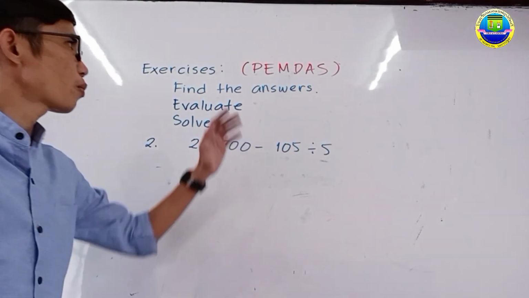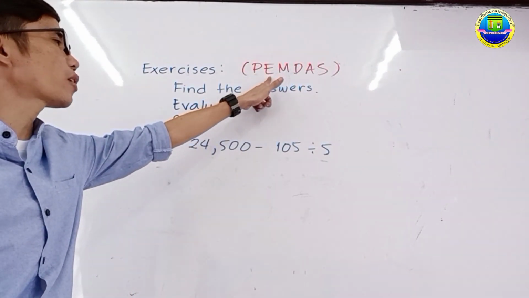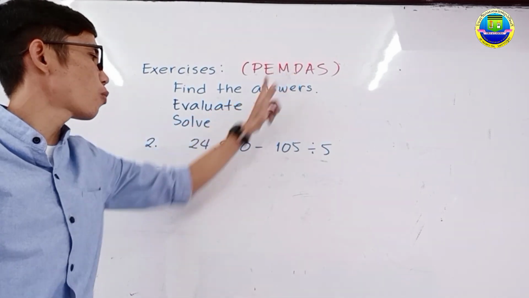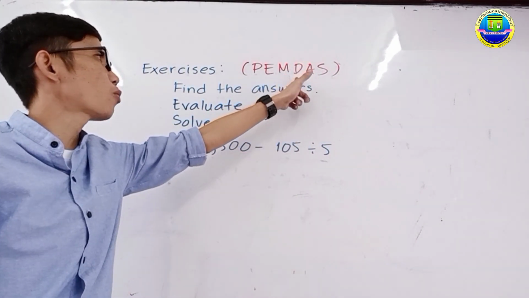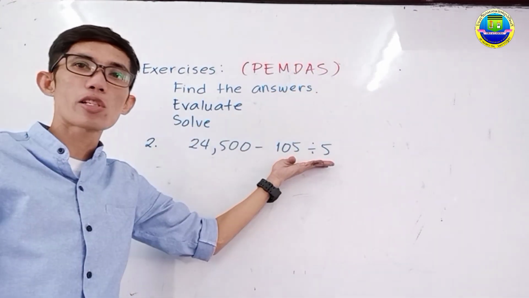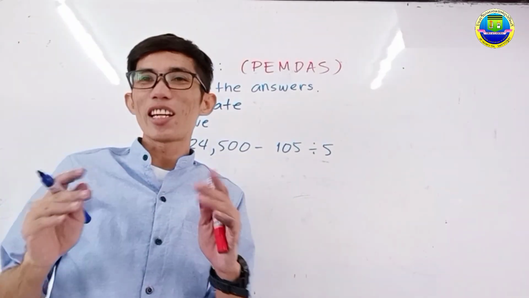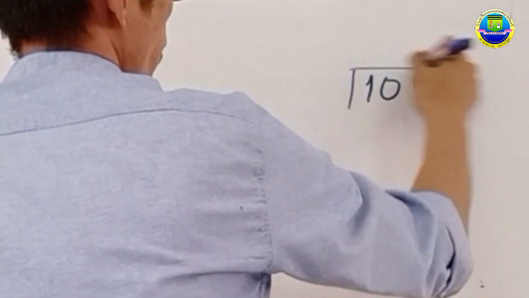That is the case, we will follow again PEMDAS. We don't have parentheses, we don't have exponent, we don't have multiplication. What we have here is subtraction and division. But we need first to do division before subtraction. So we need first to divide these two numbers, okay? Okay, let us now do the division. So we have here 105 divided by 5.